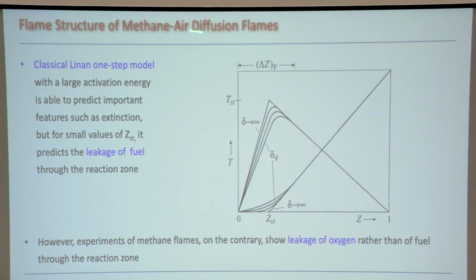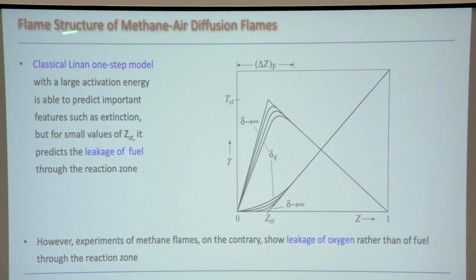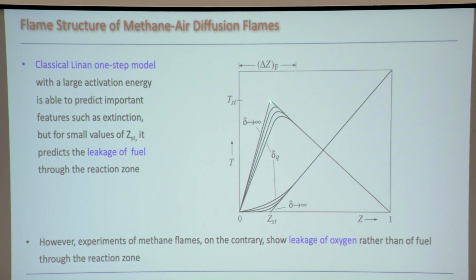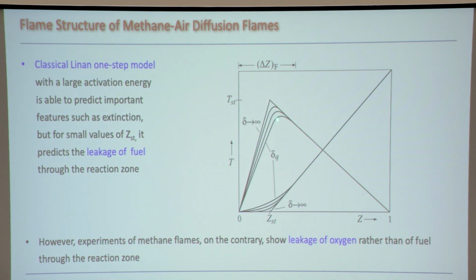He was the first one to describe the structure of methane air flames in the 70s, and he used a one-step model. And this is what you get. If you show the temperature as a function of mixture fraction, you get something like this. This is for, let's say, zero dissipation rate, so this would be infinitely fast chemistry. And then if the dissipation rate goes up, then the temperature goes down. That's what we said also.